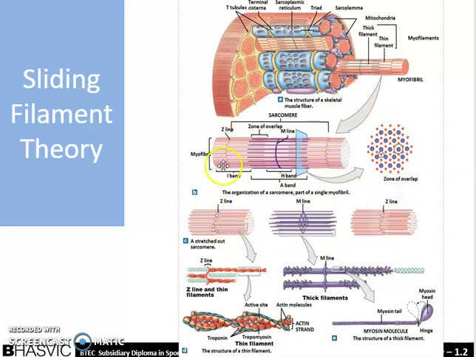The sarcomere bands, on the other hand, contain the thick filaments. This is the A band. The A band is this part. The I band contains the thin filaments, which include the Z lines. The I band includes the Z lines.